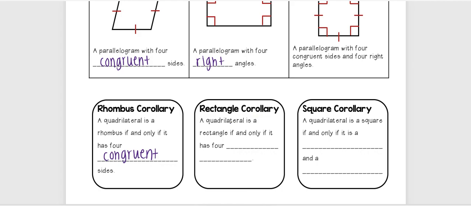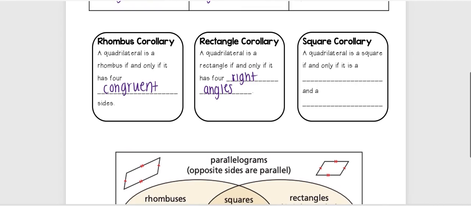The rectangle corollary, on the other hand, says a quadrilateral is a rectangle if and only if it has 4 right angles. So for that one, if I see a quadrilateral and it has 4 right angles, I can then conclude that it is therefore a rectangle.